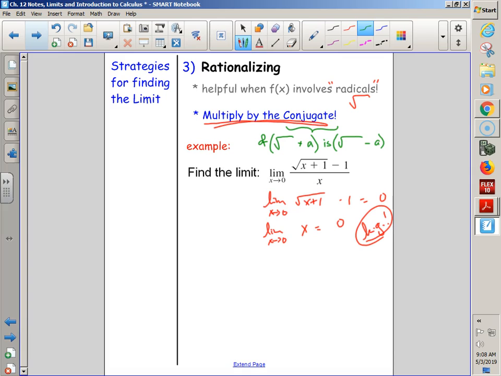What does that mean? We're going to take our, and we did this way back when, but it's been a long time. The only way that we can multiply and not change the value is if we multiply the same top and bottom.